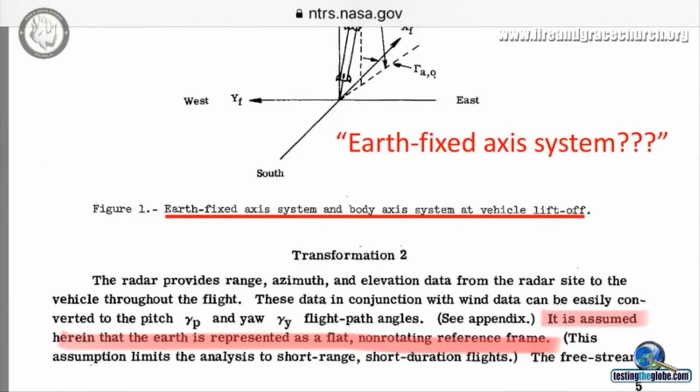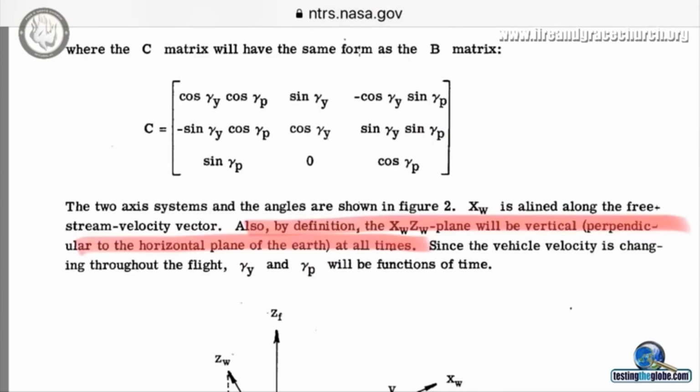Yet they're going to tell us snipers have to adjust for shooting a 1,000-yard shot. It takes about 2 seconds, maybe less than that. But you don't have to calculate the Earth's spin for an aircraft, for a helicopter, a drone, the space shuttle. I'll show you that in a minute too. Let's keep going. Here it is. Notice it says, also by definition, the X and Z plane will be vertical, perpendicular to the horizontal plane of the Earth at all times.